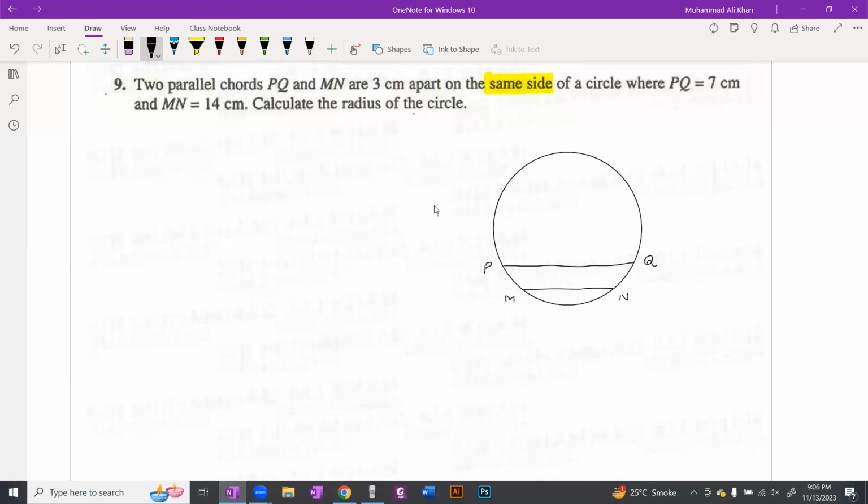अब देखिए क्या कहा गया, PQ is of 7 सेंटीमीटर. तो PQ जो कॉर्ड है वो स्मॉलर कॉर्ड होगी, ये वाली होगी. PQ 7 सेंटीमीटर, MN 14 सेंटीमीटर. आपसे कहा गया calculate the radius of the circle. Chords are 3 centimeters apart. Here it is 3. We have to calculate the radius.